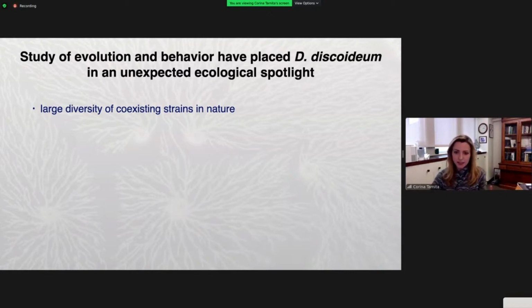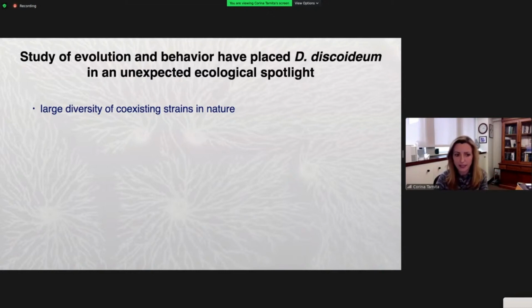So here's the unexpected ecological spotlight that arose over the last 10 years or so. Where do we find these slime molds? You find them in a variety of places, but I think the majority of the strains that we work with were picked up in North Carolina. So you can find them in temperate forests, living in leaf litter and in the soil.